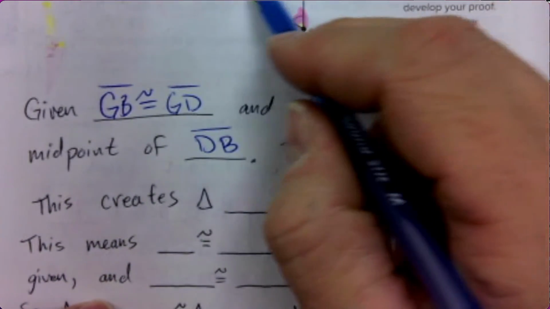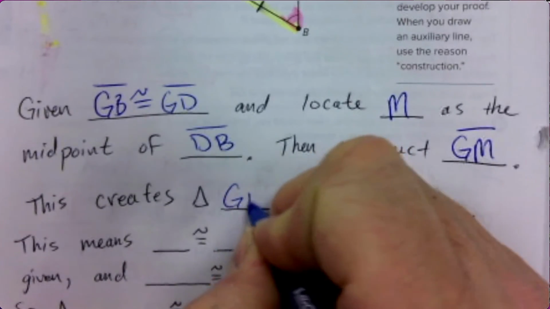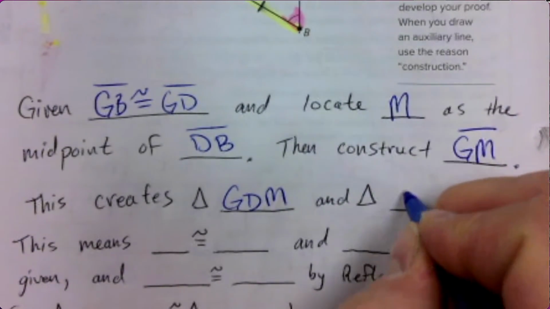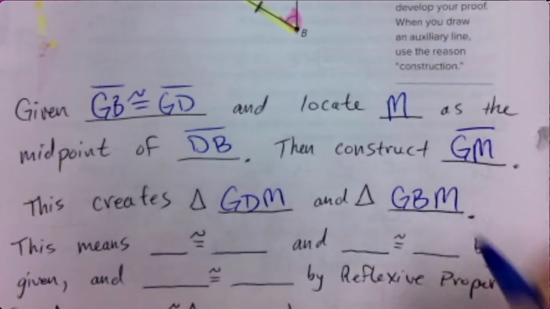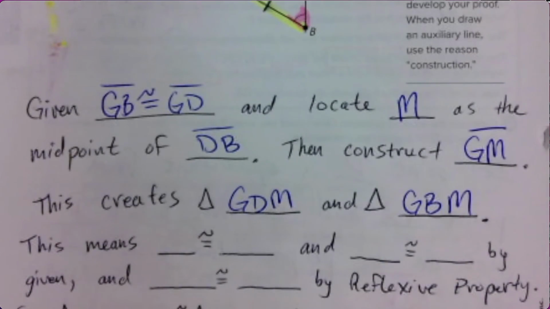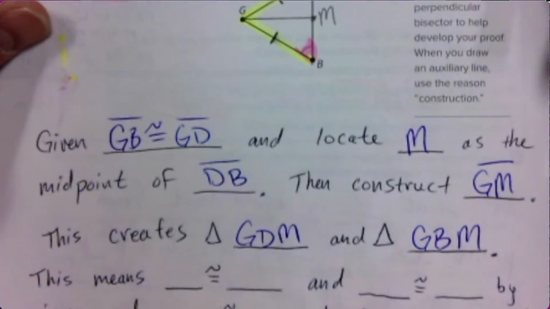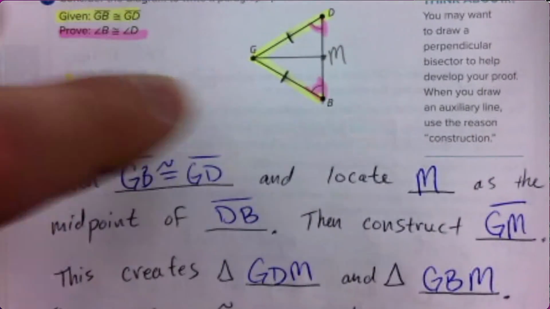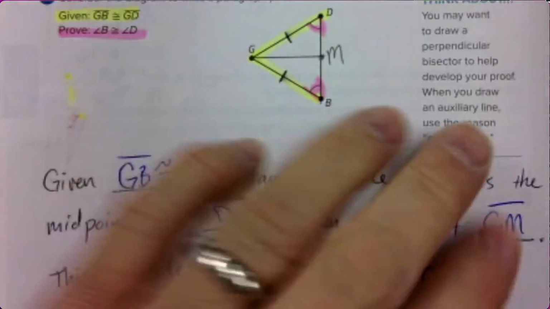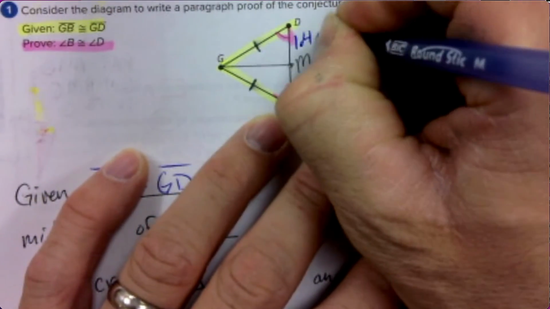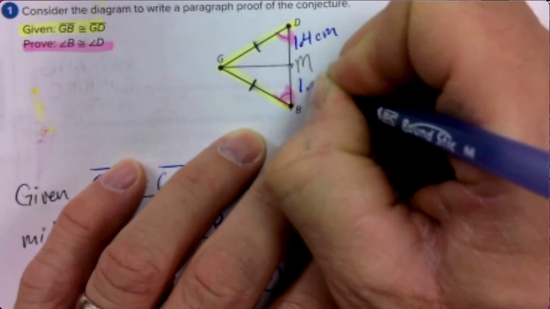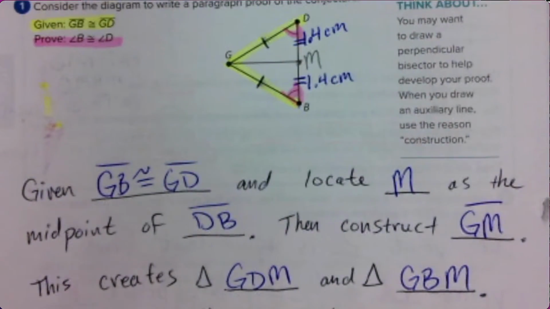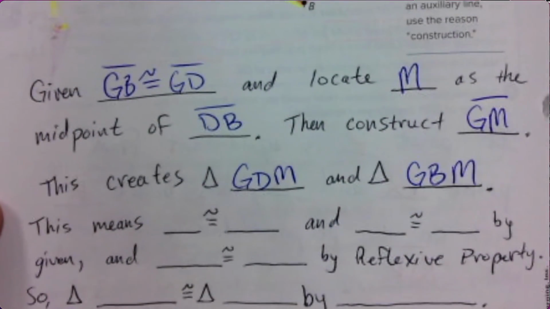This is going to create a triangle. It's going to create triangle GDM, and it's going to create triangle GBM. So we got these two triangles that are created up above. Since we have triangles, and we have these lines that are highlighted yellow, and we've got this line in the middle, I can put a little label here. That's 1.4 centimeters, and this is 1.4 centimeters. So therefore, these two segments are the same. We're going to add that information down here too.